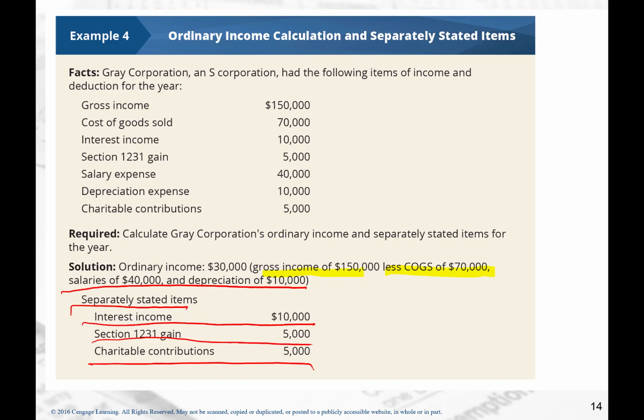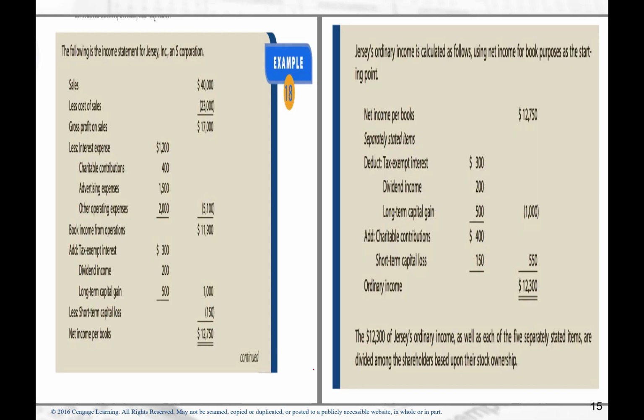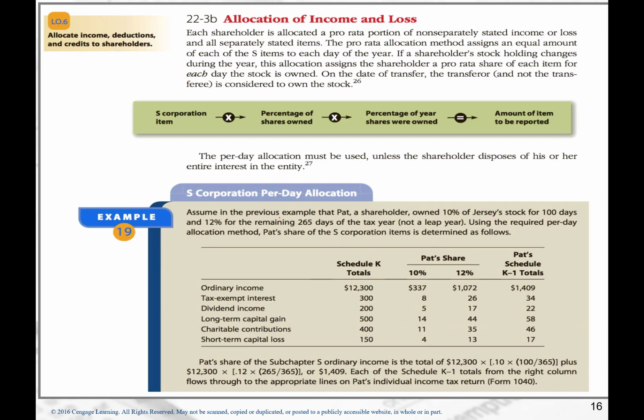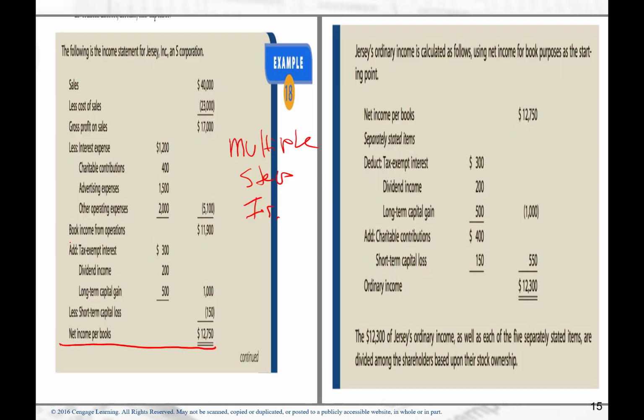Now you come over and take a look at the example from the textbook. They took a little bit of a different approach here in that they first figured out the net income per books. Now you probably remember from intermediate, we call this a multiple step income statement. Maybe you remember that from 102A, I don't know. In a multiple step income statement, we put our operating items separate from items that are considered non-operating in the calculation of our book net income.